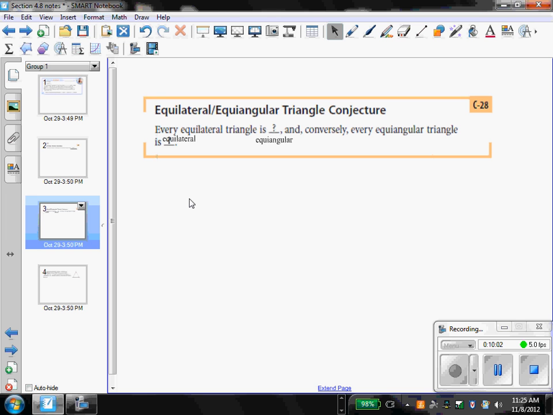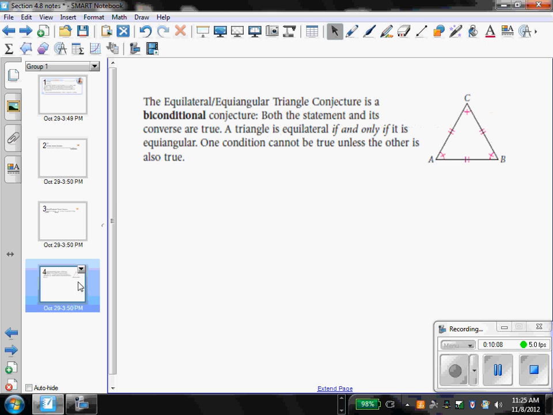And those are our conjectures for today. I want to talk about one other thing, and the fact that that last conjecture is a biconditional. The equilateral equiangular triangle conjecture is a biconditional statement. Both the statement and its converse are true. A triangle is equilateral if and only if it is equiangular. That means you can read that statement either way.